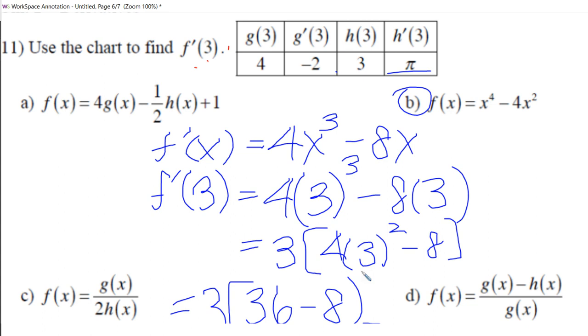So on this one, we didn't really have to use a chart. We only use a chart when they prompt us to. If you don't like my algebra on this one, you can just work it through as you go.